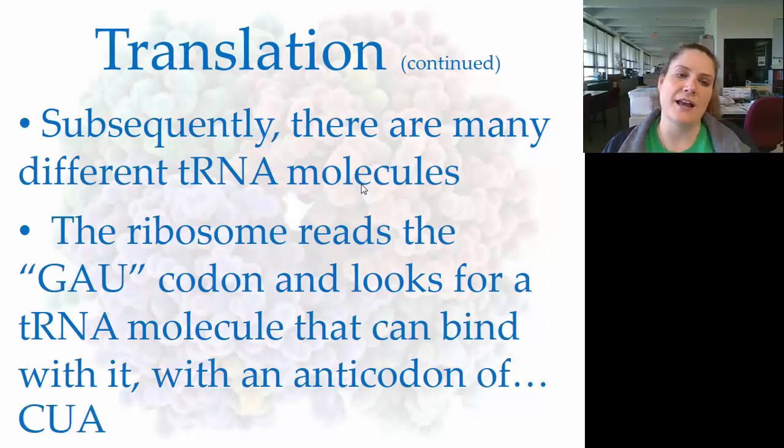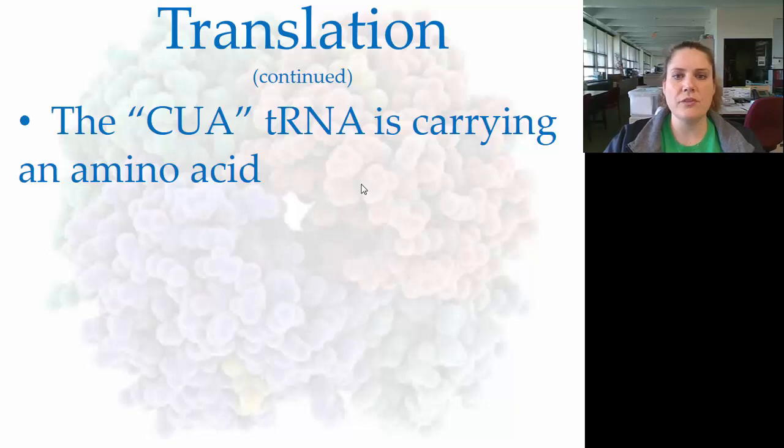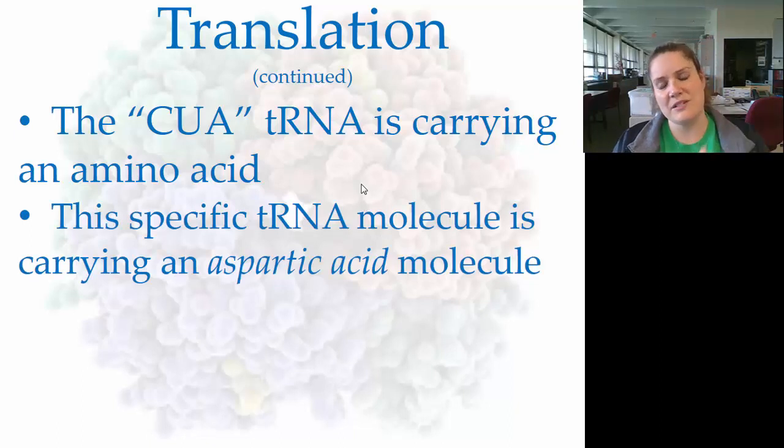Hopefully you said CUA, because the G needs to bind to a C, the A needs to bond to a U, and the U needs to bond to an A. So that's the anticodon. So the CUA tRNA is carrying with it an amino acid. And this is good news because remember we said we're trying to build a protein, and proteins are built with amino acids, and so we're finally getting to amino acids, so we're going to have a protein soon. Yay!